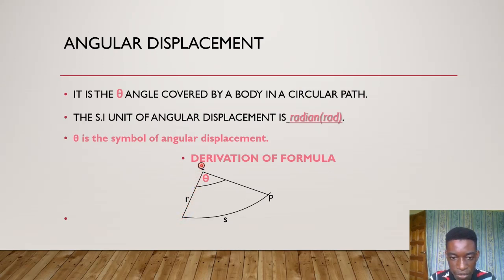You understand? So this line over here, the string. We know that the string is from the center of the circle, and its other end is on the circumference of the circle. You understand? This one over here is also the radius. So this is the string. So the R is the radius. So let's derive the formula.